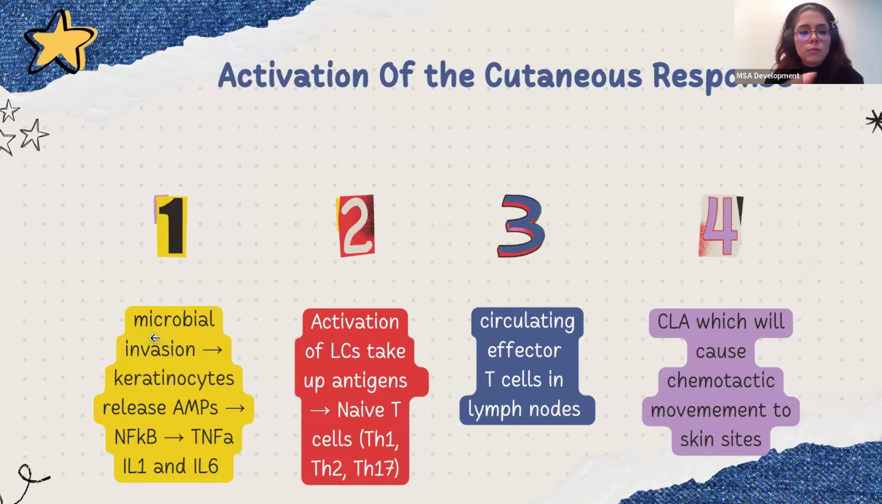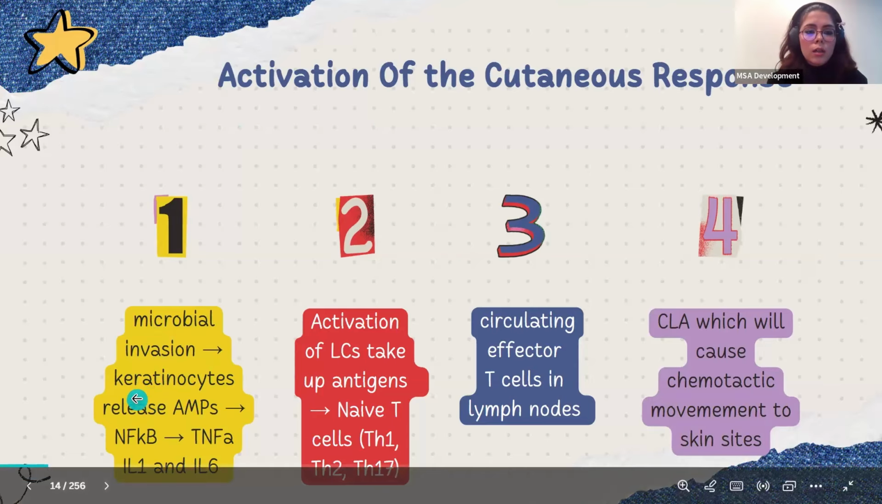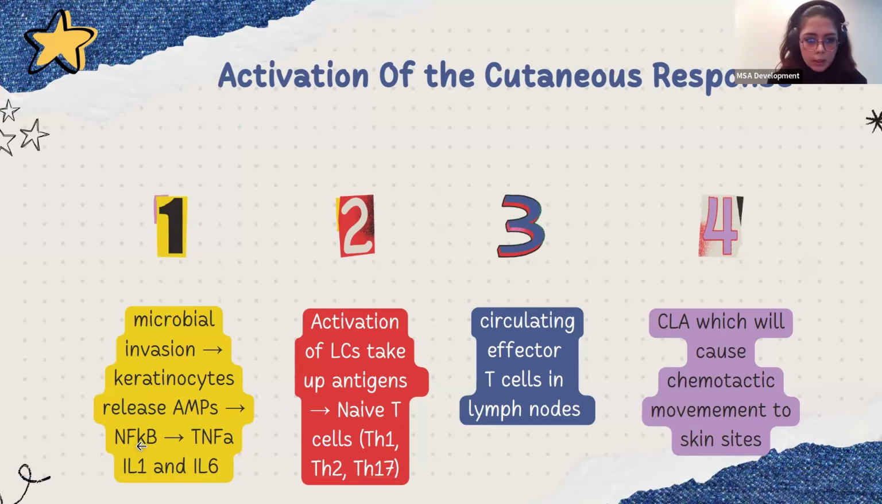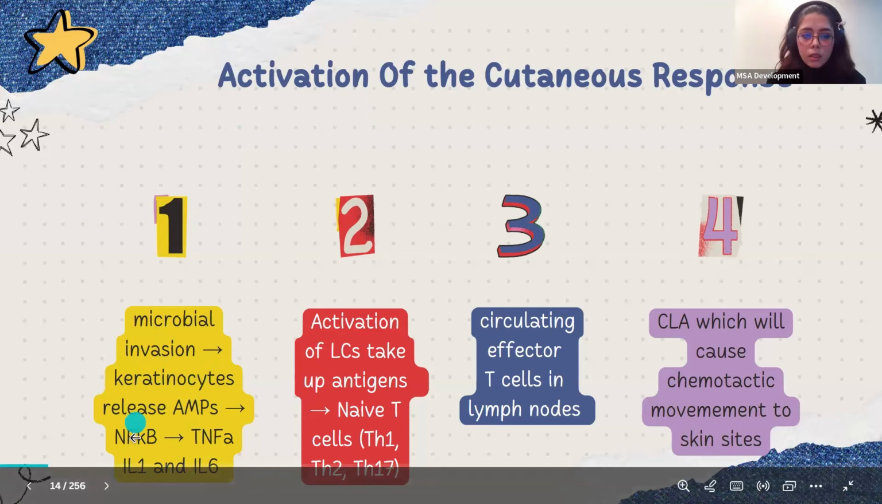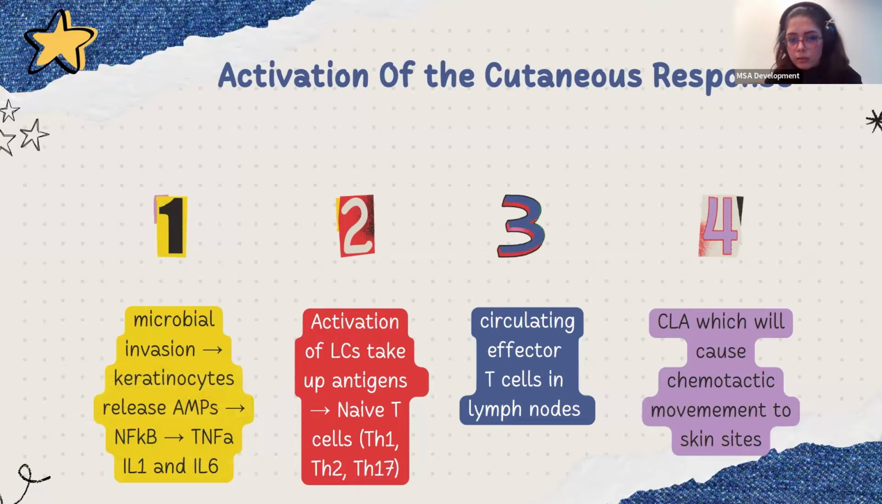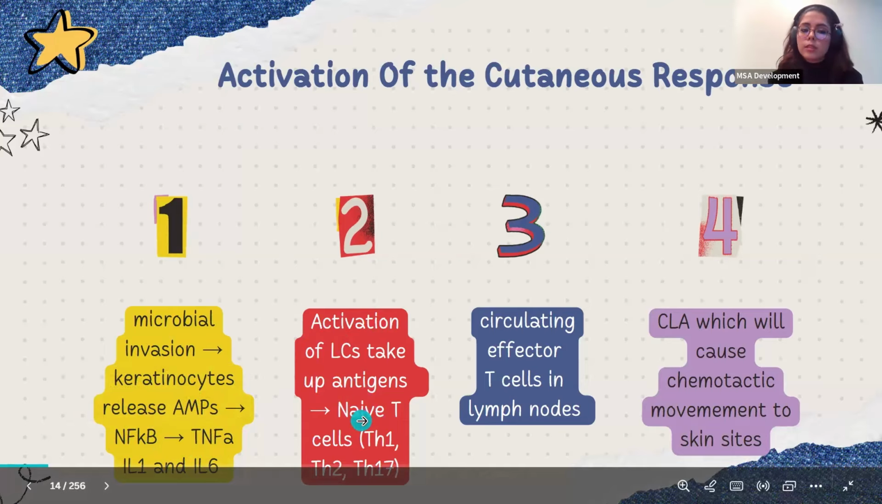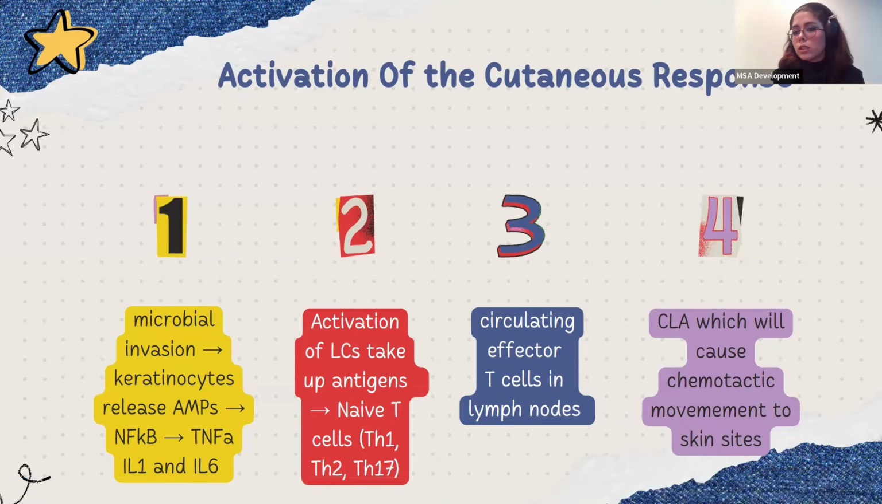So you have bacteria coming from God knows where. The keratinocytes are like, okay, I'm not used to this, I'm going to release some AMPs. These AMPs induce the release of NF-kappa B, and release TNF alpha, tumor necrosis factor alpha, interleukin 1, and interleukin 6. This later causes the activation of Langerhans cells. You remember Bubbles? That. They take up antigens and then present them to the naive T cells, Th1, Th2, and Th17. They're like, okay, I found this, I give it to you.